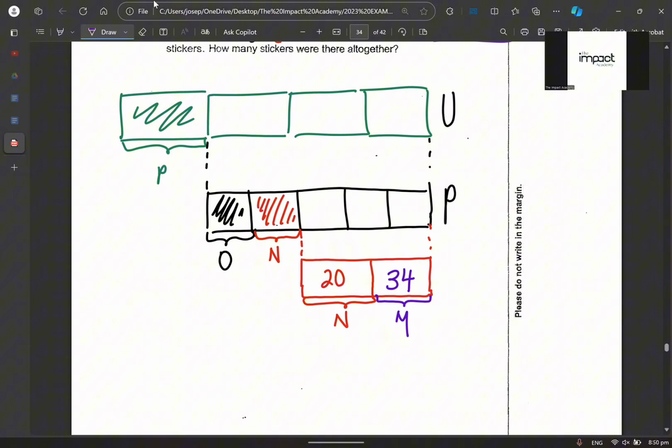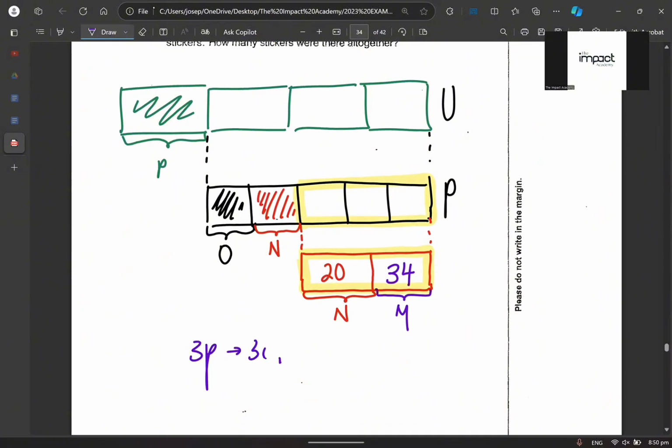Can you all find 3 parts already? Teacher Joseph, how do you know? Because of the mirror image. Watch this. This part is equal to this one. Correct or not? So we want to quickly find out first: 3 parts is actually equal to 20 plus 20 plus 34. Am I making sense? 20 plus 34 gives an answer of 54. That's 3 parts, right? Find 1 part first. 54 divided by 3.